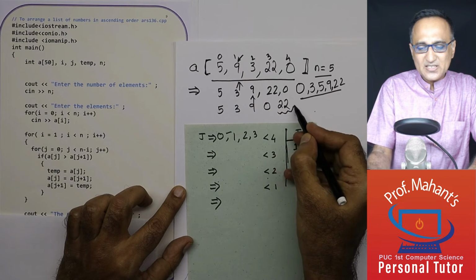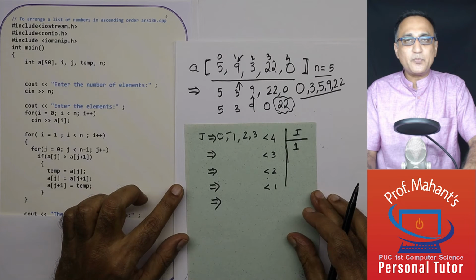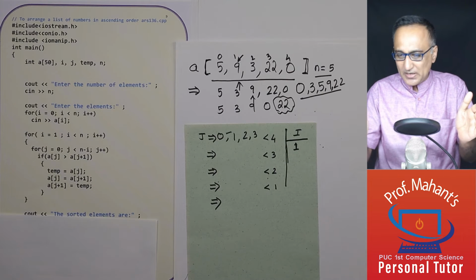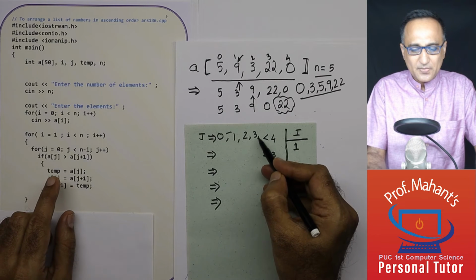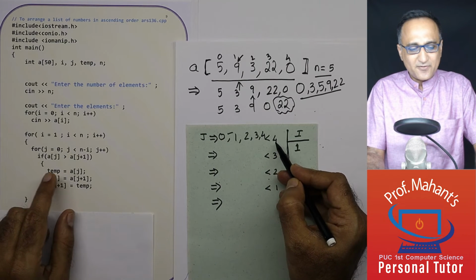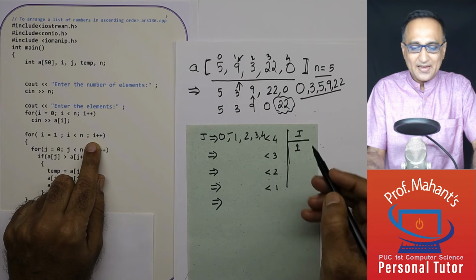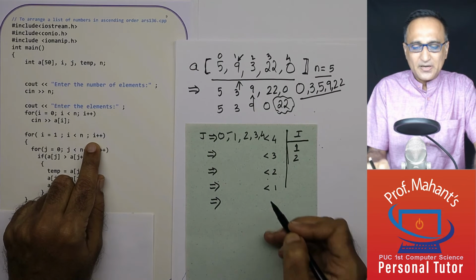So what I have done is, in the first round I have succeeded in putting the largest number at the very end. Now we'll go through this again. j now becomes 4. 4 is not less than 4, so I'll go back to this i. i goes from 1 to 2.